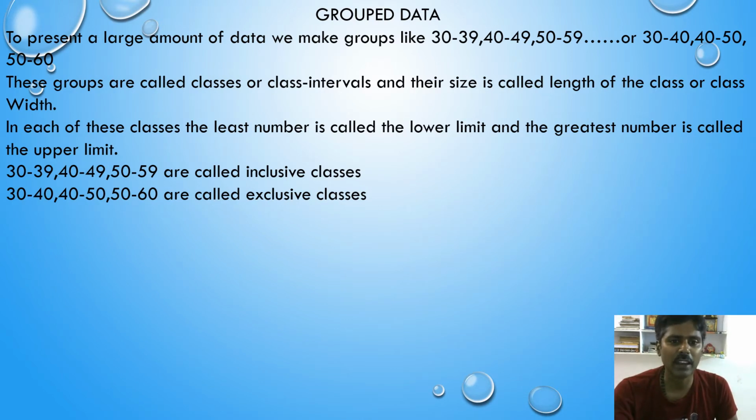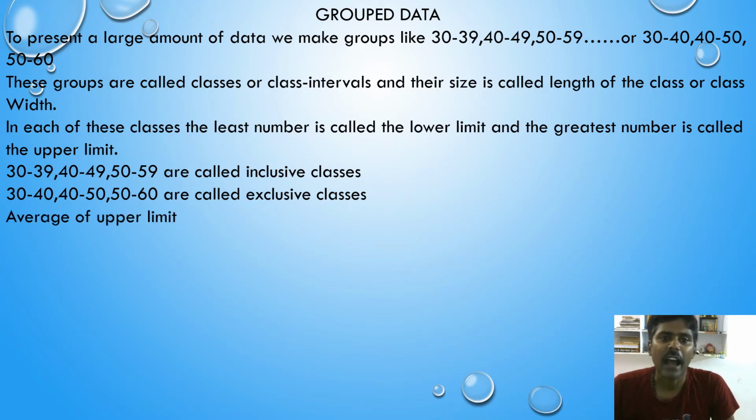I will explain in detail why they are called inclusive and exclusive classes. Only one thing you can observe here: in inclusive classes, the upper limit is not repeating. The upper limit of the first class and the lower limit of the second class are different. But in exclusive classes, the upper limit of the first class is 40 and the lower limit of the second class is 40. That observation we can make for inclusive and exclusive classes.